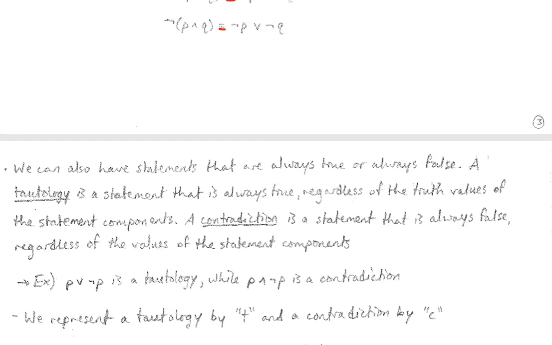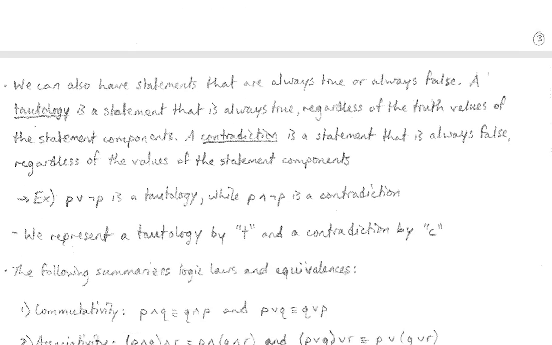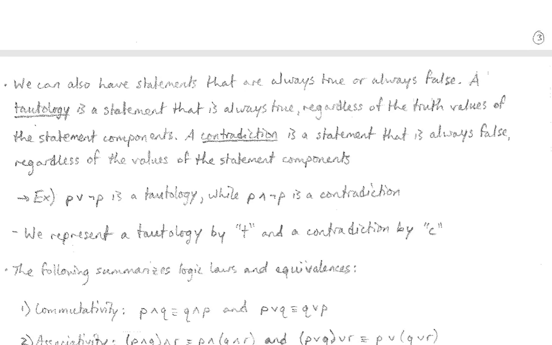For the conjunction to be true, both things have to be true, but given P and not P, one of those things is always false. Therefore, you're taking the conjunction of something that's true and something that's false, and that's going to be false. So P and not P is a contradiction. Typically, we give these things special names. We usually represent a tautology by the letter T, and we typically represent a contradiction by the letter C.